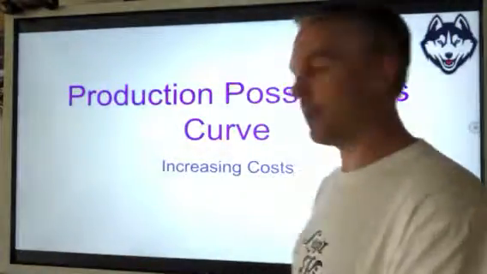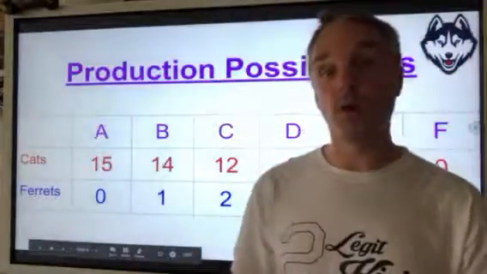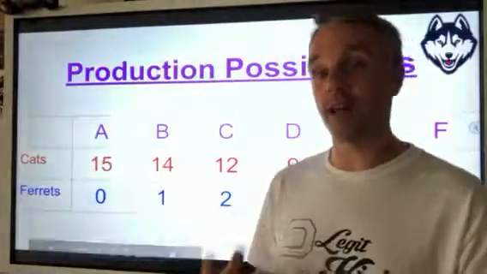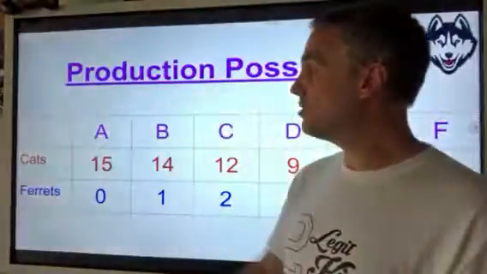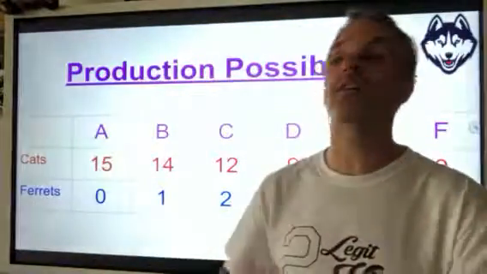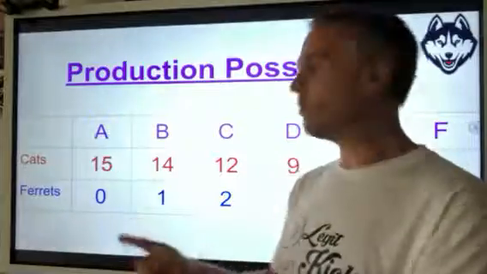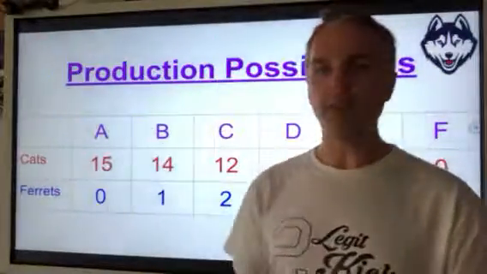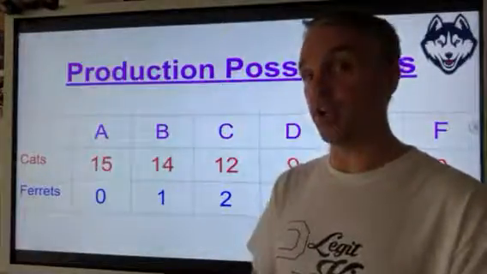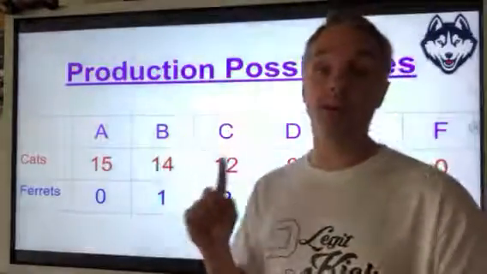Okay, let's dig in. Now, same deal as before. This is a society choosing between two products, and those two products here are cats and ferrets. So suppose they make all cats in combo A, there's nothing left over to make ferrets. We're familiar with that. But let's say they move on to option B. Now, option B, they add one ferret just like they did in the previous video, but in this case, they only give up one cat.